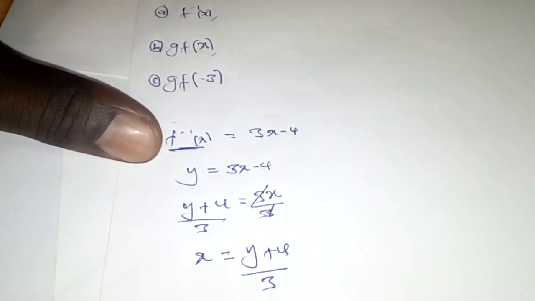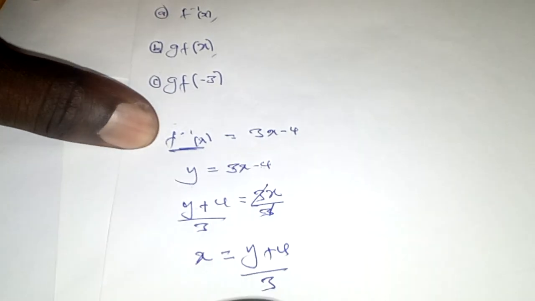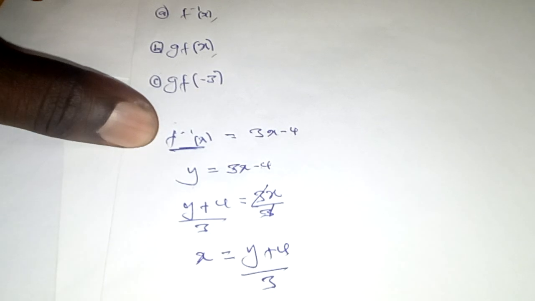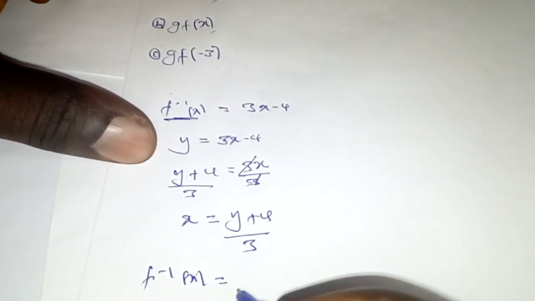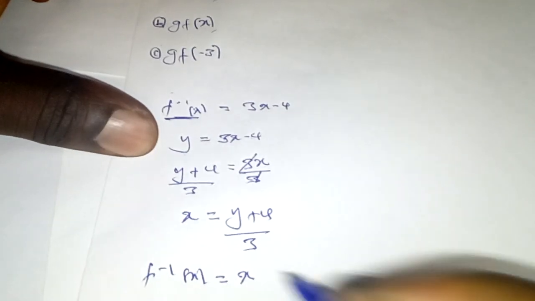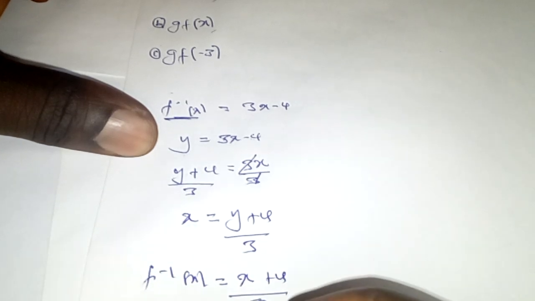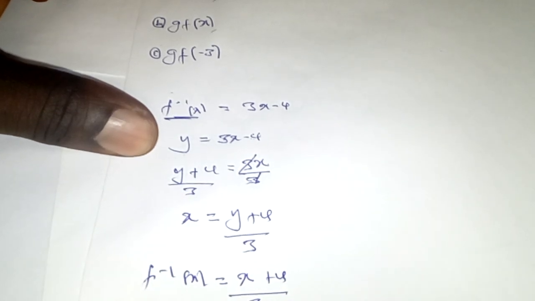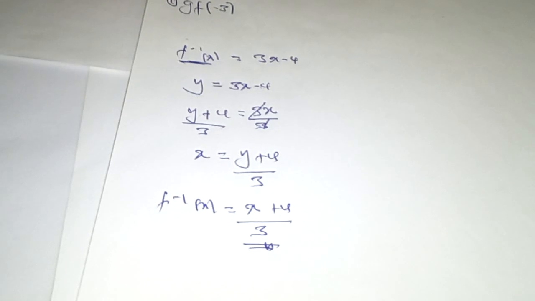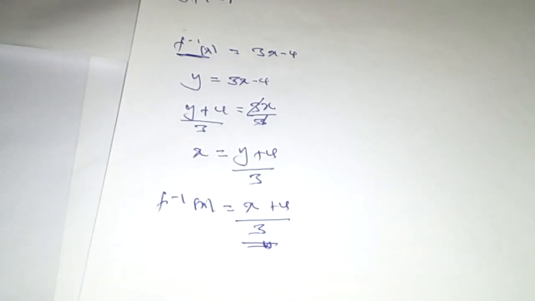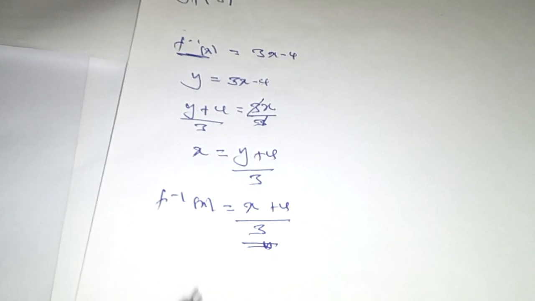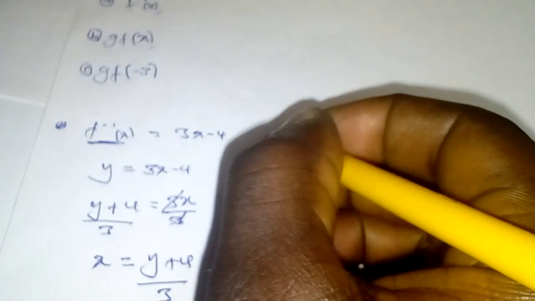To write the final answer, we say the inverse of f of x is equal to, where there is y we put in x, so this will be x plus 4 divided by 3. This was the answer here, x plus 4 over 3. This was 1 mark. So this is the A.